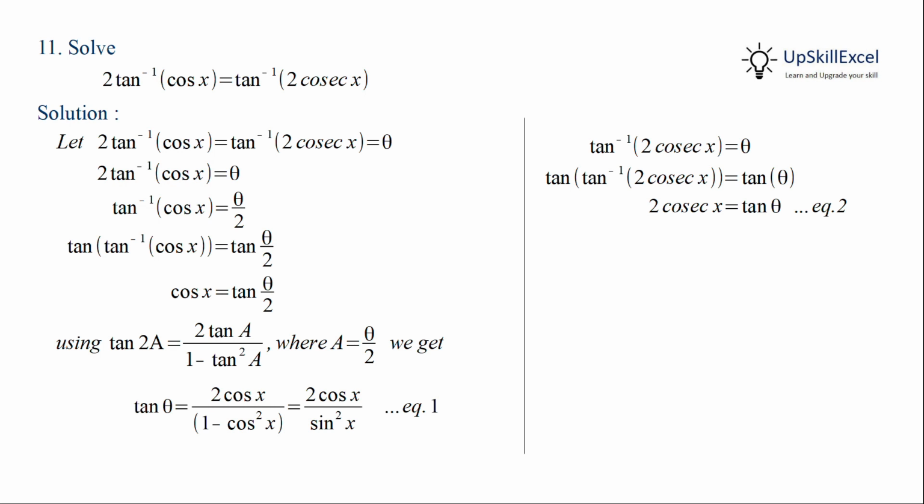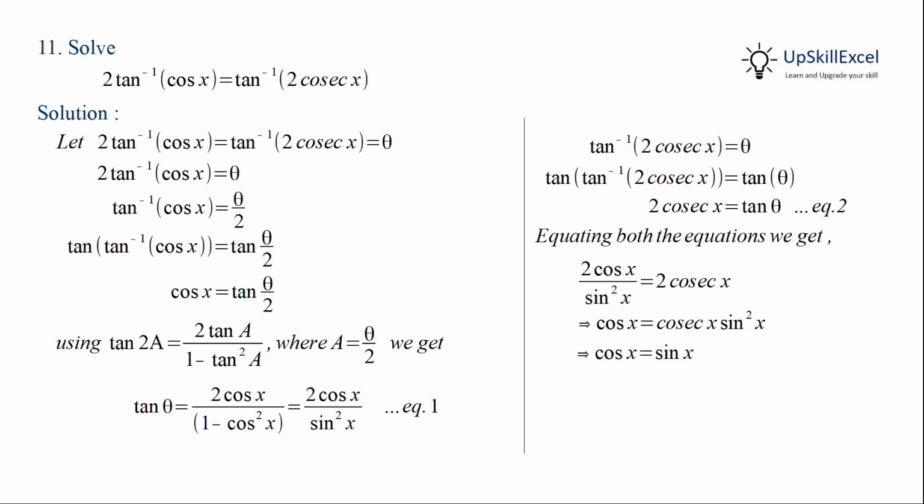Now equating both equation 1 and 2, we get 2 cos x by sin square x is equal to 2 cosec x. Simplifying this, we get cos x is equal to sin x. Now this is possible only when x is equal to pi by 4 in the first quadrant, or x is equal to 5 pi by 4, which is in the third quadrant. So the general solution is x is equal to n pi plus pi by 4, where n belongs to Z.